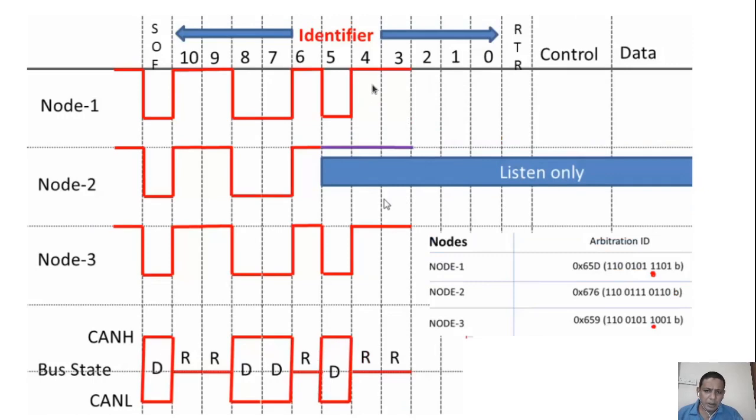And here in the fourth bit and the third bit, node 1 and node 3 will have the same data format, that is both are sending recessive bits. So the bus is recessive. Now we have to decide which node will get the priority. You can see which will have the lower value between node 3 and node 1. Based on that, the node will get the access to the bus.